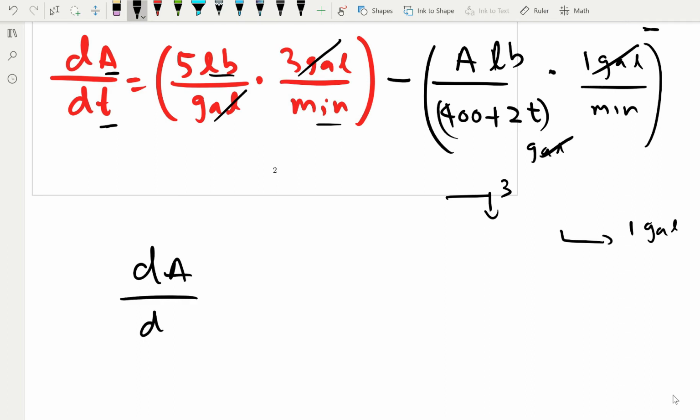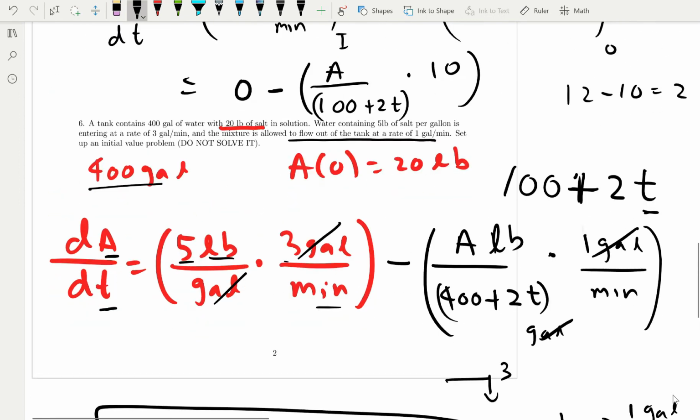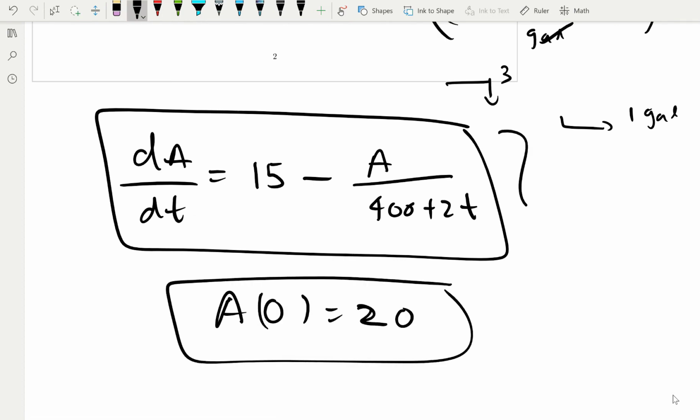dA over dt. What's here? 5 times 3 is 15, minus A over 400 plus 2t, since A over the volume times 1. That's the differential equation. And the initial condition is A of 0 is 200 pounds. That's the initial condition, together the initial value problem. Okay, so these are slightly different problems in questions 5 and 6 because the inflow rate and outflow rate are different. Okay, all right, thank you very much for watching this video. Bye bye.